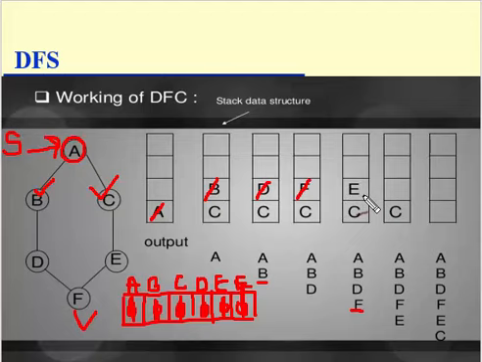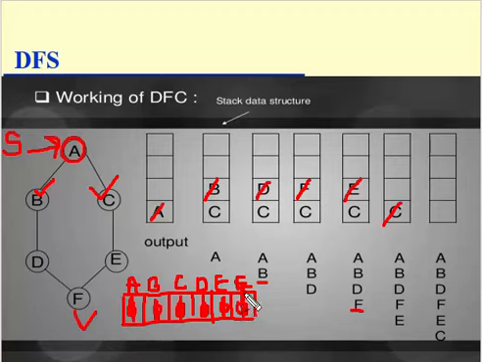E is pushed now. Now I have to pop the next element from the stack. What is the next element? The topmost element E. Pop this and print it. Check all the nodes connected to E: F and C. F is already 1, and C is already 1, so I won't consider these. Once this is popped, what is the topmost element of the stack? C. Pop this, print this one, and the nodes connected to C are A and E.